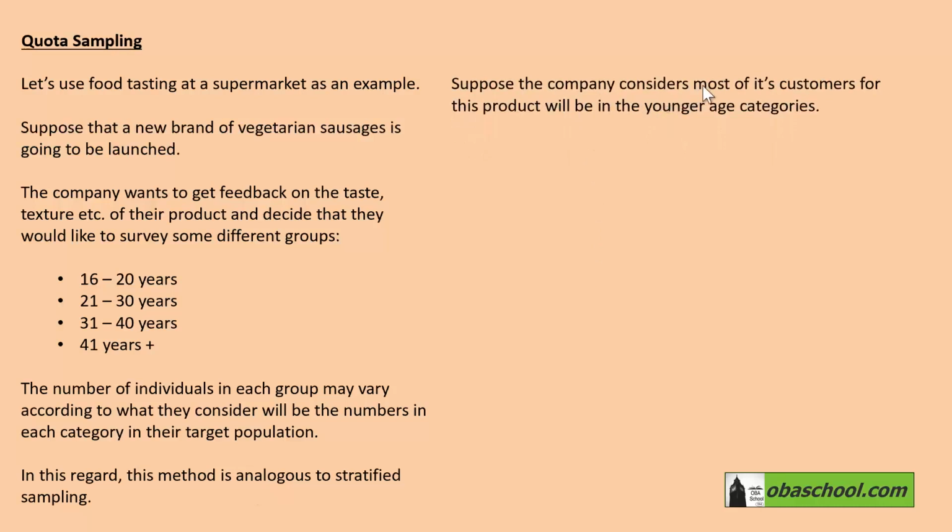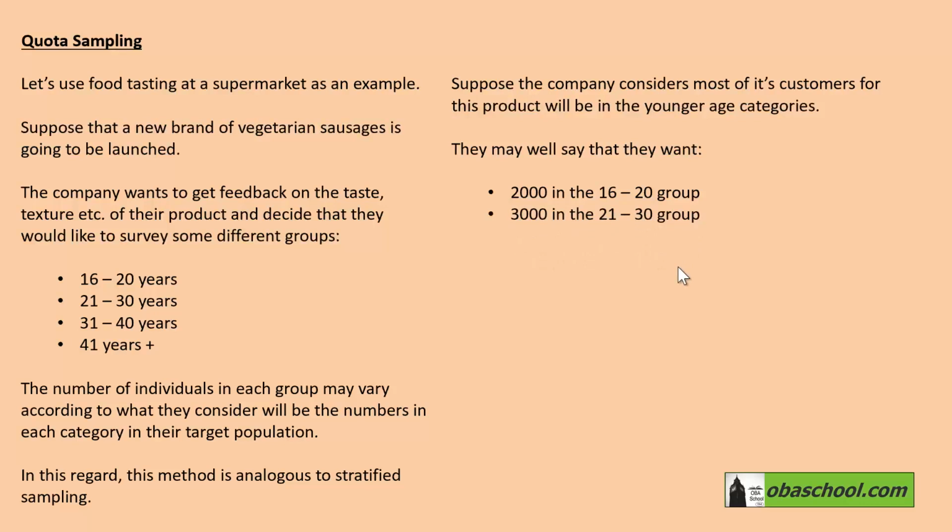Suppose the company considers most of its customers for this product will be in the younger age categories. They may well say that they want 2,000 people to be surveyed in the 16 to 20 group, 3,000 in 21 to 30, 1,500 in the 31 to 40 age group, and 1,000 in the 41 and above group.